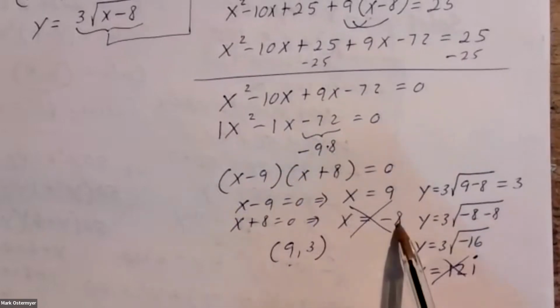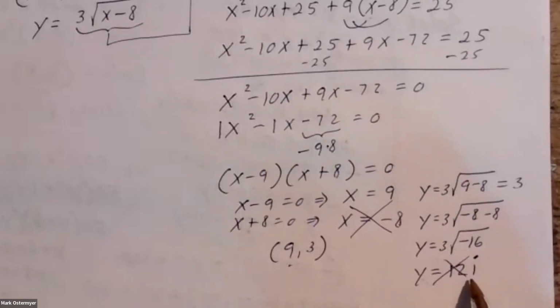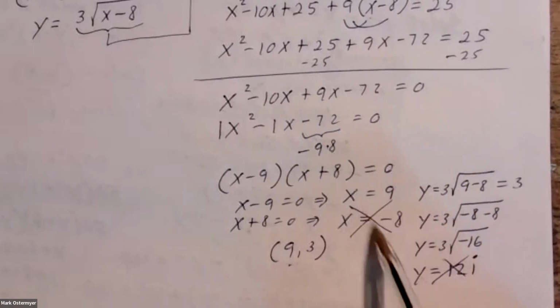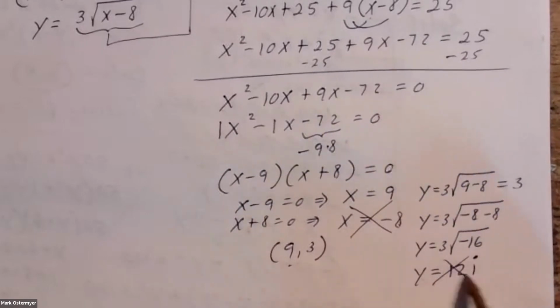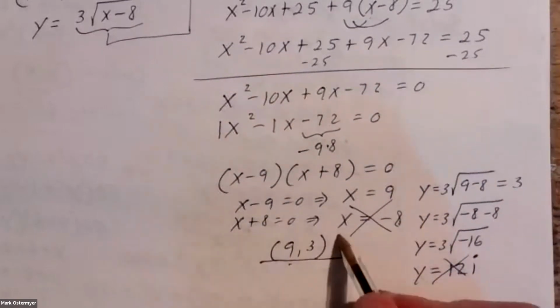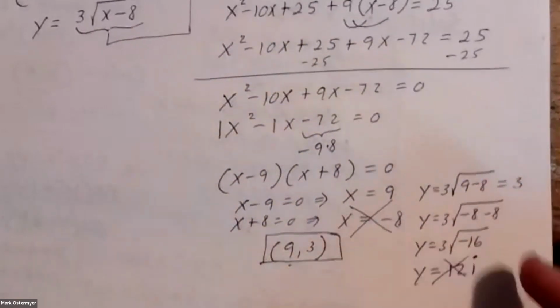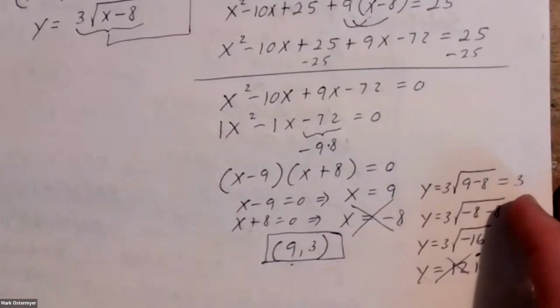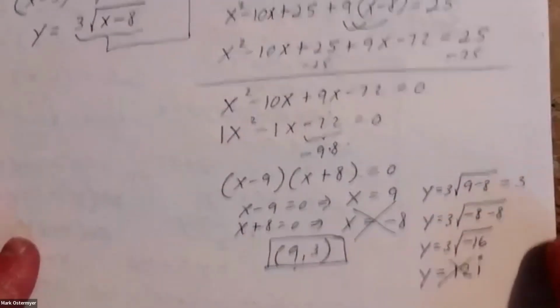So again, when x is negative 8, y is not real. It's 12i. So that's why we don't consider x being equal to negative 8 or y equal to 12i. Your only solution is (9, 3). And we're done. Only one solution, (9, 3).